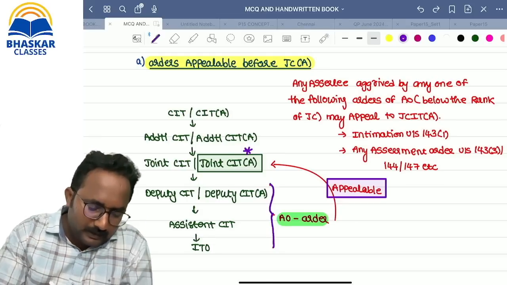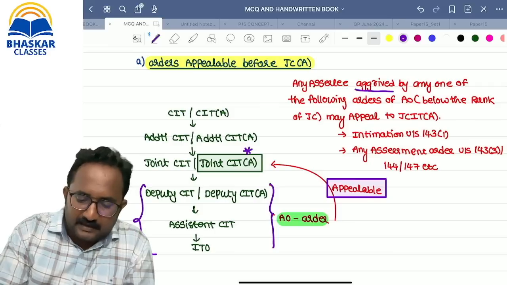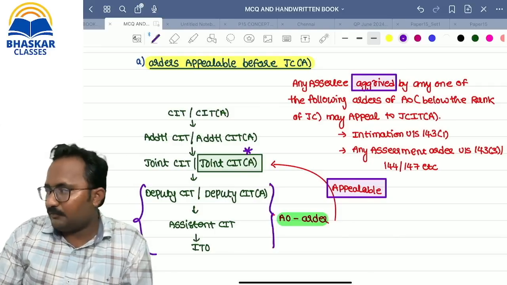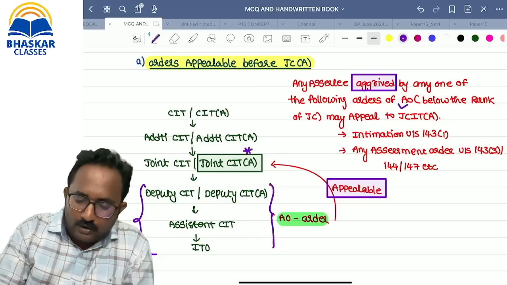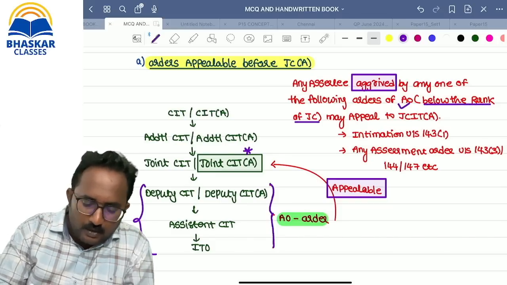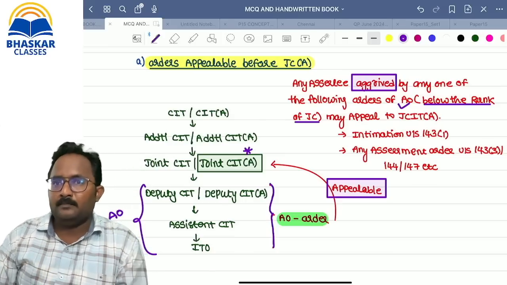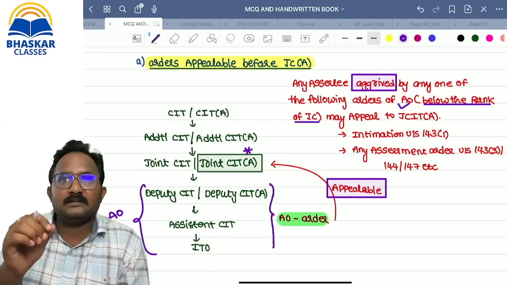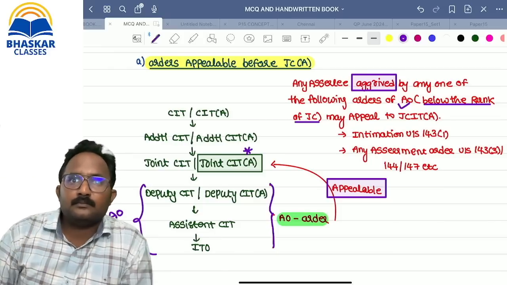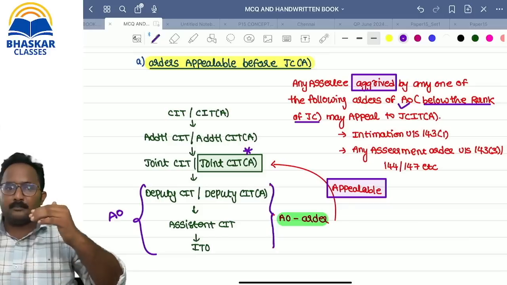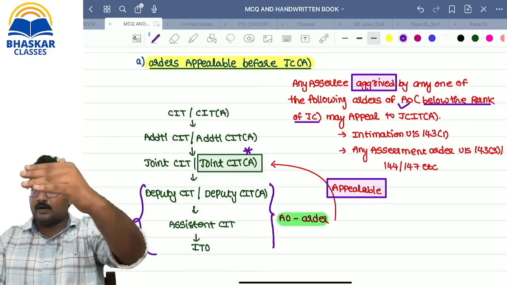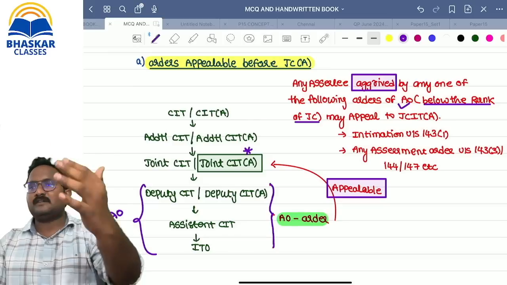What orders can we appeal? If the assessee is not satisfied or not agreed, then any one of the following orders of an AO below the rank of JC. Who are the AOs below the rank of JC? Deputy, Assistant, ITO. If you remember this hierarchy, there is no need to memorize nearly 50 MCQs. The hierarchy is: first CIT, then Additional, next Joint, next Deputy, next Assistant, next ITO.